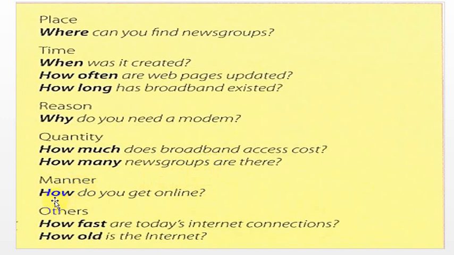Okay, manners. When we ask about behavior and manners, or when we talk about the quality of something, we use how. How do you get online? The way that you get online is called manner. Others: how fast, it's the measurement of something. How fast are today's internet connections? How old asks about the age. How old is the internet?